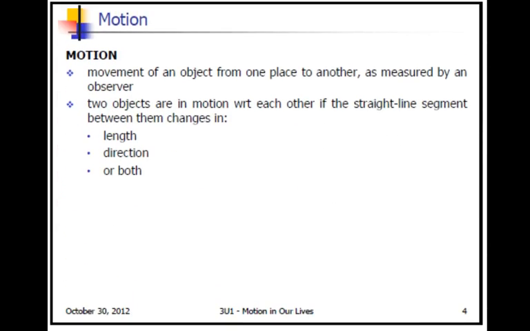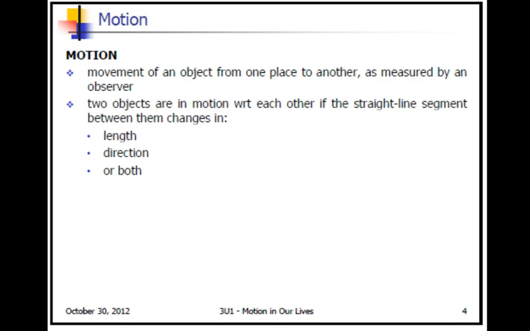Here's another slide that you might want to copy down some of the notes. And again, you could use these lecture slides. You can print them out and write your notes down on them, or you can write them down in a notebook. I won't read through everything, but this slide here, it says that motion is the movement of an object from one place to another, as measured by an observer. And two objects are in motion WRT, with respect to each other, if the straight line segment between them changes either in length, in direction, or in both length and direction.